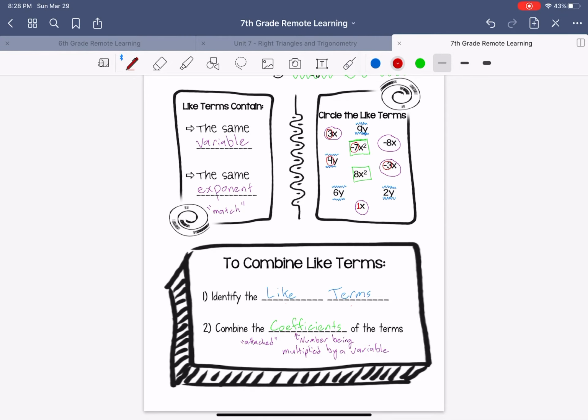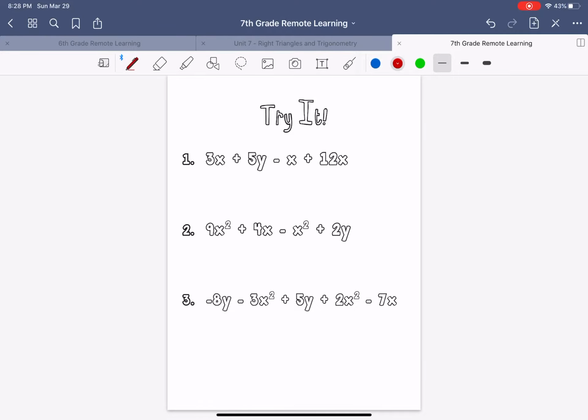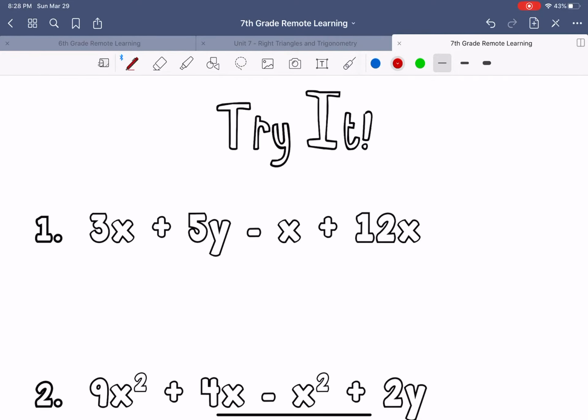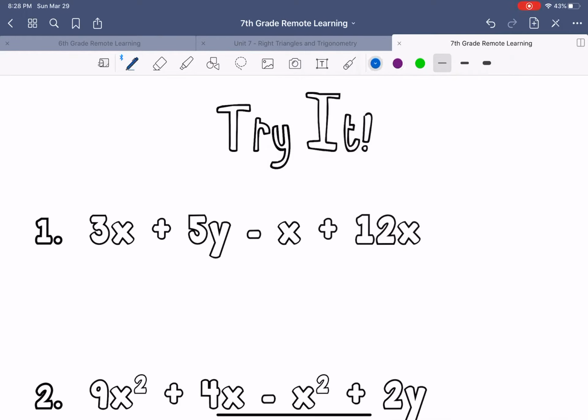All right, so let's go to our second page, and let's look at some examples. So our first one, let's start by identifying, and I'm going to identify by doing my circles and boxes and colors and so on. So whatever you have with you, you can use that to help you. So I'm going to circle my 3x in blue. There we go. That's better.